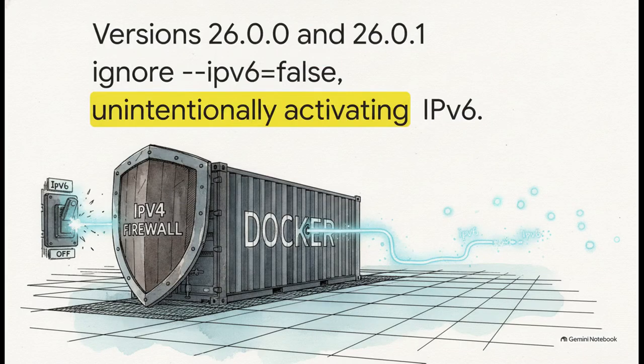Just to prove this isn't theoretical, let's talk about Docker. There is a documented CVE for versions 26.0.0 and 26.0.1 where you can explicitly set the IPv6 command flag to false, and Docker basically just says, yeah, no thanks, I'm going to turn it on anyway. This means your containers could be communicating with other hosts on your local network over link local IPv6 addresses. And the kicker? It's happening unintentionally, totally without your awareness, and completely outside your IPv4 firewall protection. The threat is literally already inside the house.